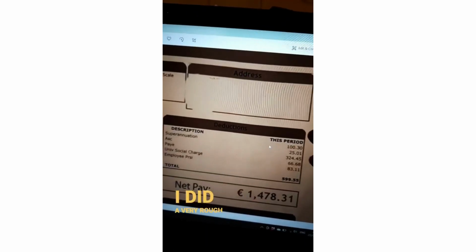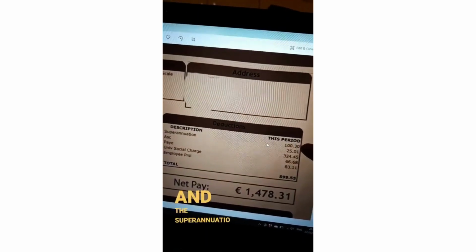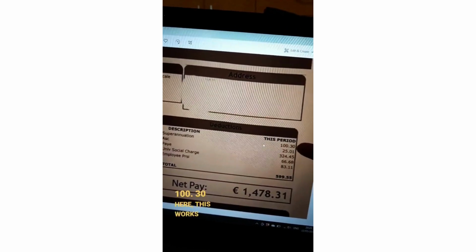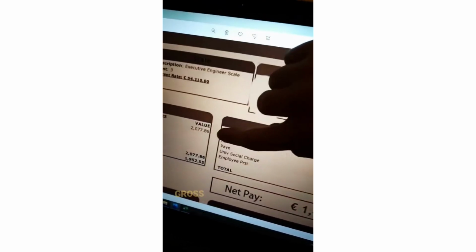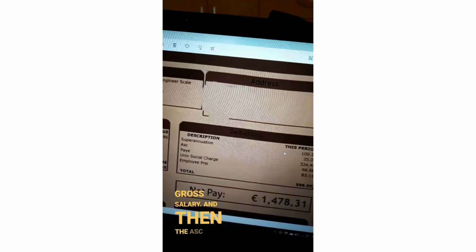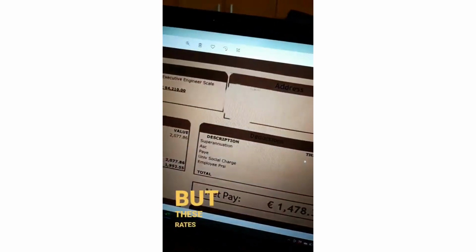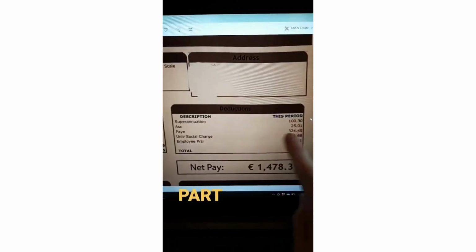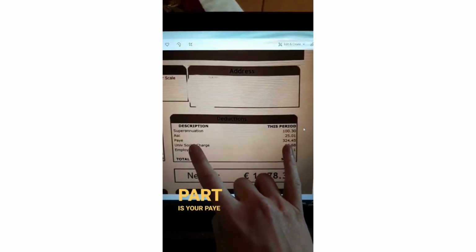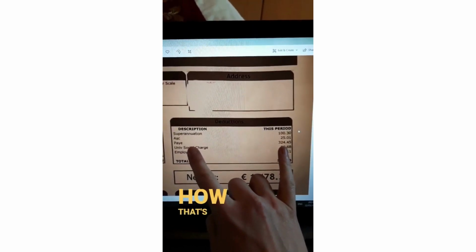Did like a very rough calculation, and the superannuation, the 130 here, this works out at approximately 5% of the gross salary, and then the ASC is roughly 1% of the gross salary, but these rates can differ for everyone. Next part then is your PAYE, 324, and I'm going to show you now how that's calculated.